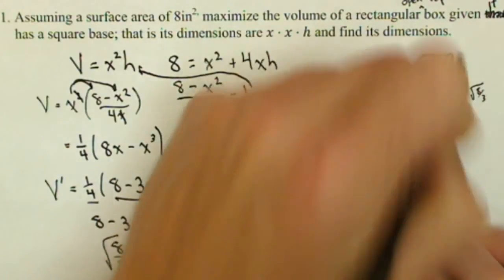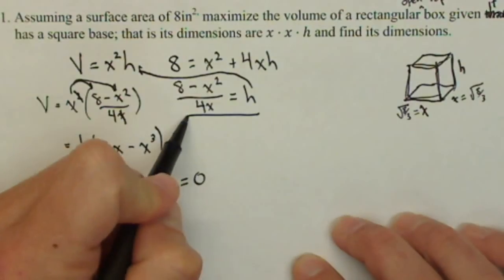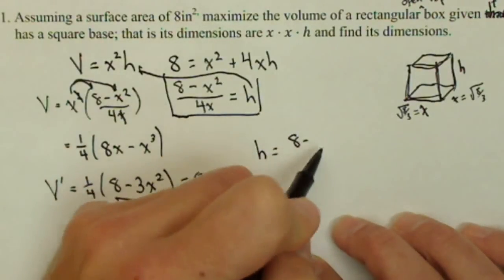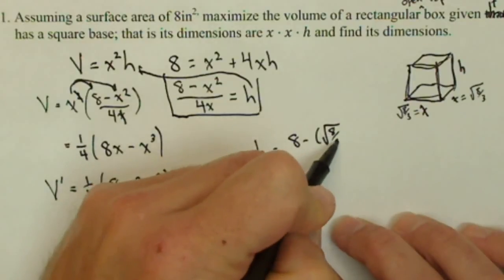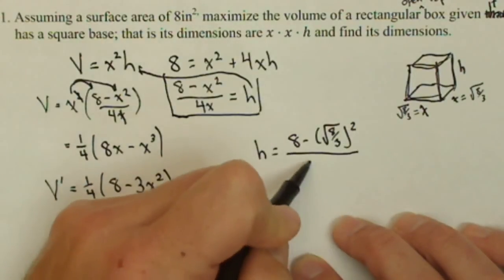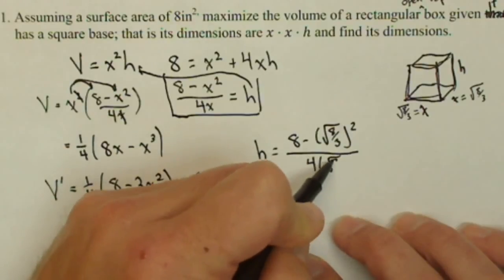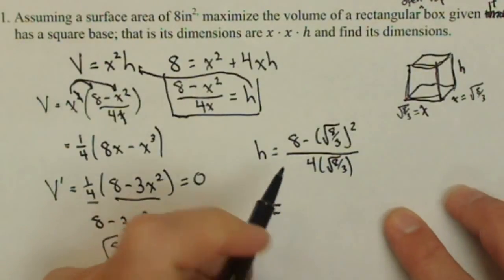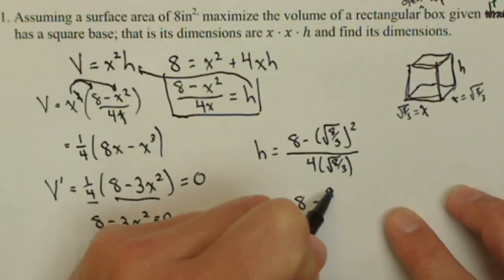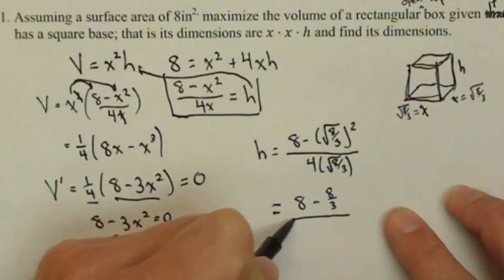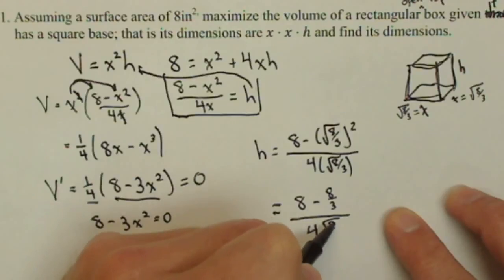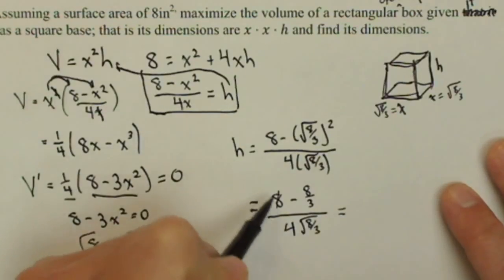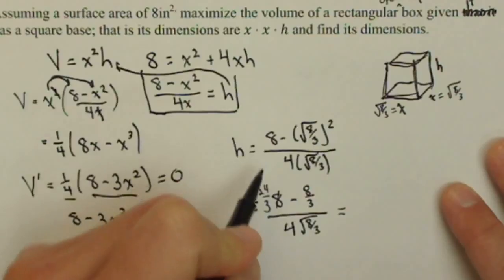Now we were asked to find the volume, which means we need to find h. Here's h in terms of x right here. So h is going to be (8 minus the square root of 8/3 squared) all over 4 times the square root of 8/3. It's a little bit messy, but we can simplify this a little bit. We have 8 minus 8/3 in the numerator over 4 times the square root of 8/3. Let's see how much simplifying we can do here. This is the same thing as 24/3.